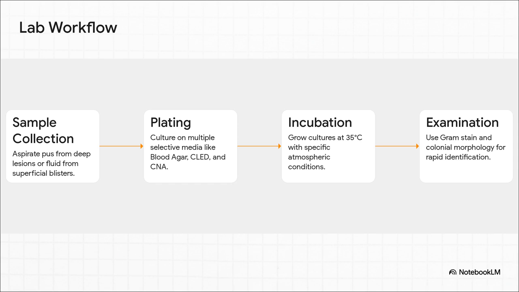Once in the lab, we plate it out on multiple media. Blood agar for just about everything, CNA to specifically hunt for gram-positives, and Sabouraud in case we're dealing with a fungus. After incubation, the gram stain gives us our first major clue, helping guide therapy while we wait for the full culture results and colonial morphology.